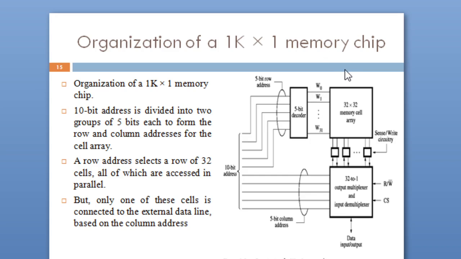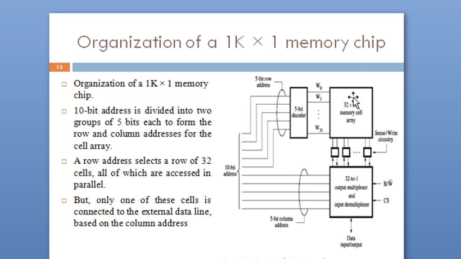So here, this is a 1K into 1 memory chip. That means 1024 memory cells are to be organized, and these 1024 cells are arranged in a 32 into 32 fashion. And here there are 32 words stored in these memory cells, that is W0 to W31.